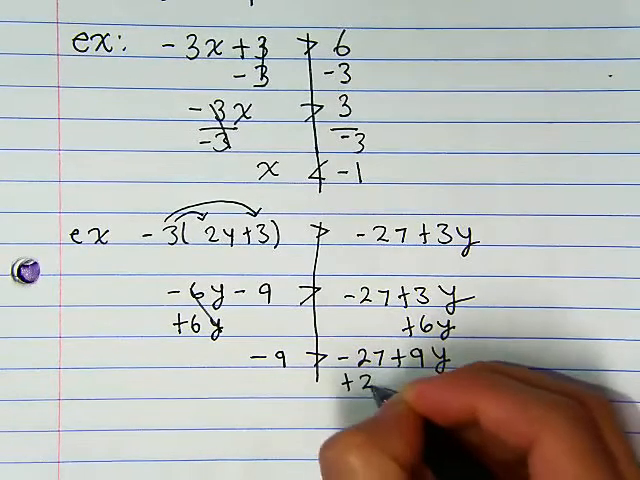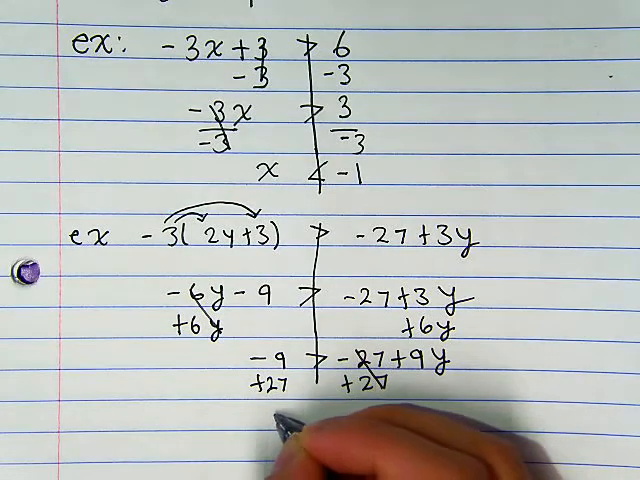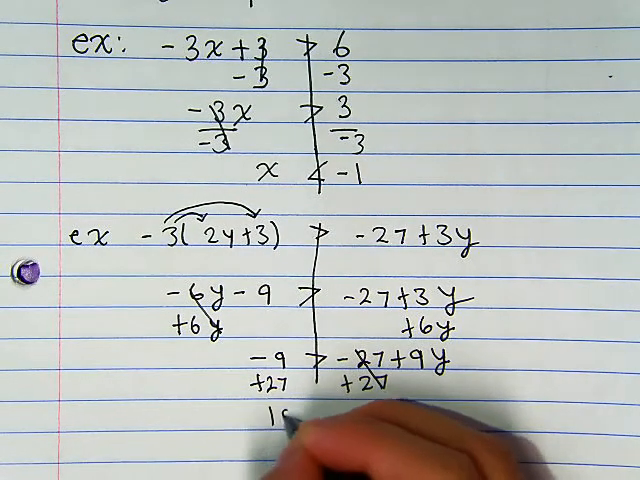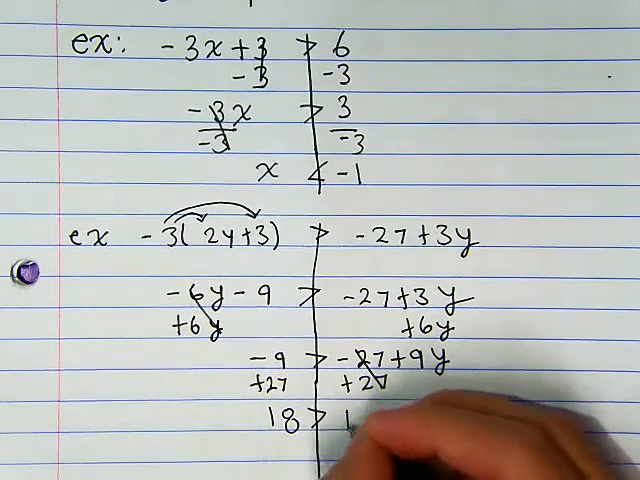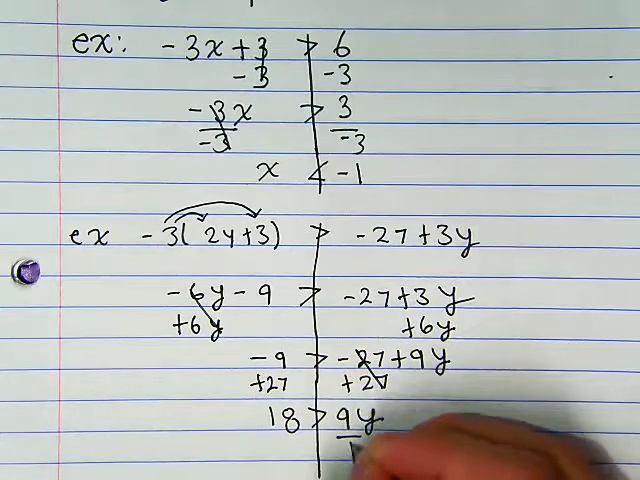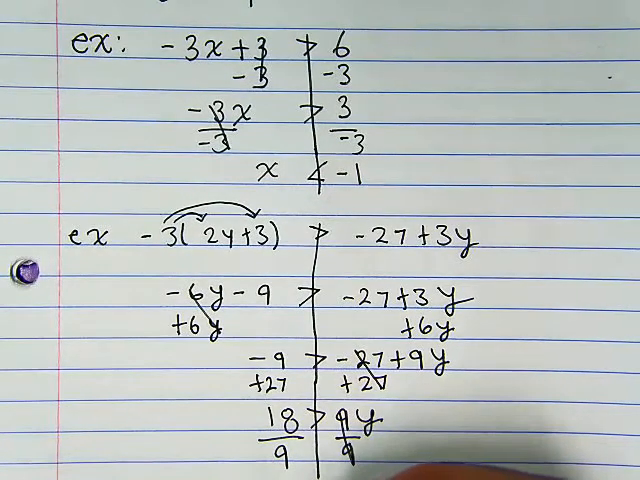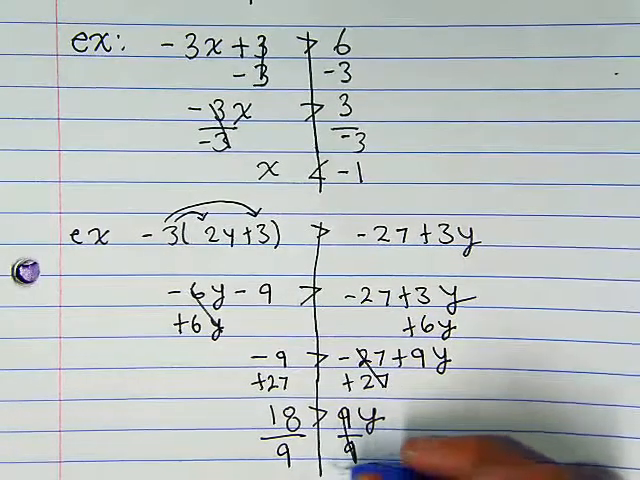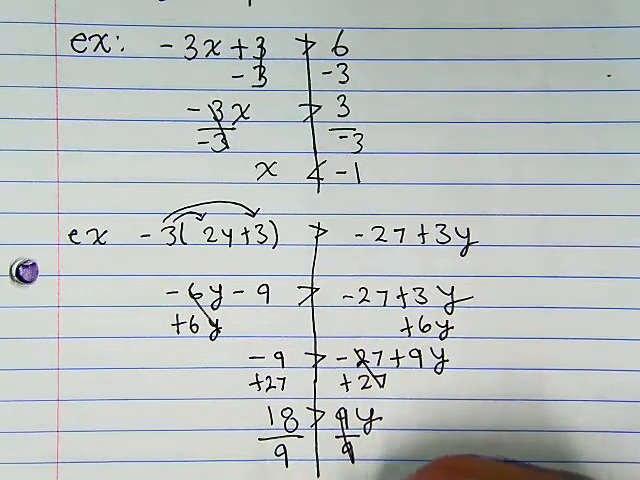We're able to add 27 on both sides to get positive 18. And we get 9y on the other side, divide by 9, and we get 2 is equal, not equal. That's not what we're doing anymore. We're working with inequalities, so we are going to write the greater than symbol, y.